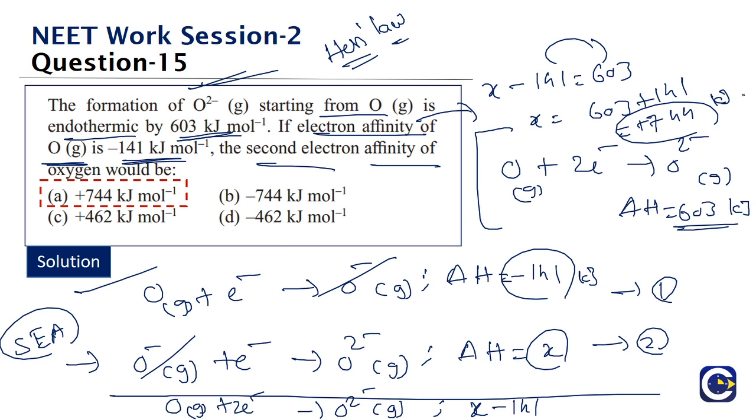And that is the reason why the overall formation of oxide ion, starting from oxygen atoms, is net endothermic. It means overall it requires some energy to be supplied. It is not exothermic. It is not releasing energy. We have to supply energy, because the total process will still be endothermic. Okay, so the correct answer for this is option A.